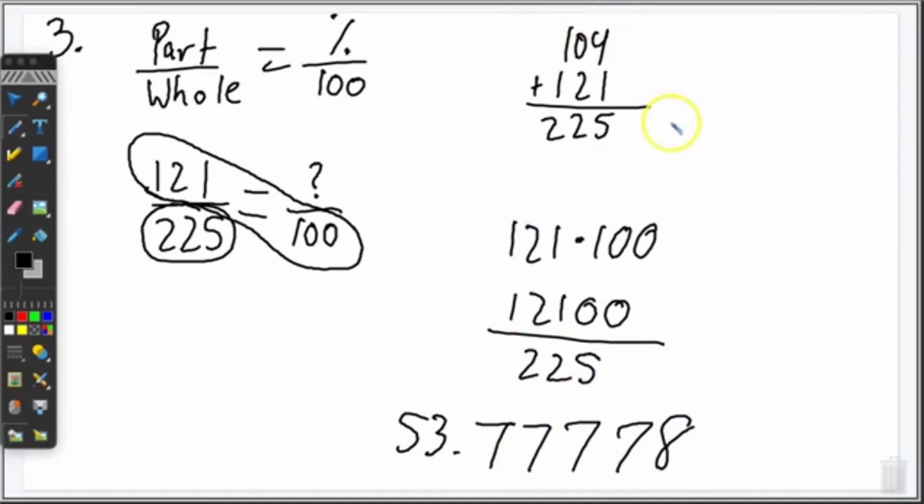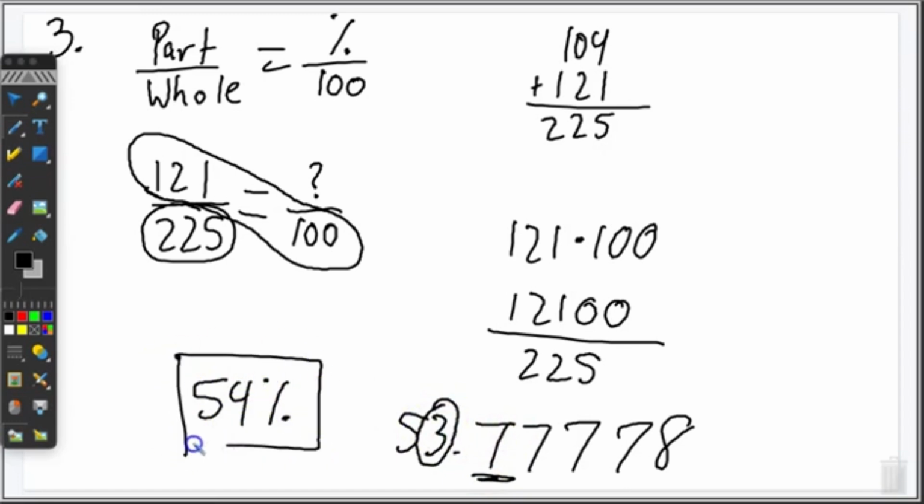But it says for my question, to the nearest percent. So this is what matters. So we look at this one, okay? So since this is 5 or more, this 3 goes up, and our answer is 54%. Woohoo!